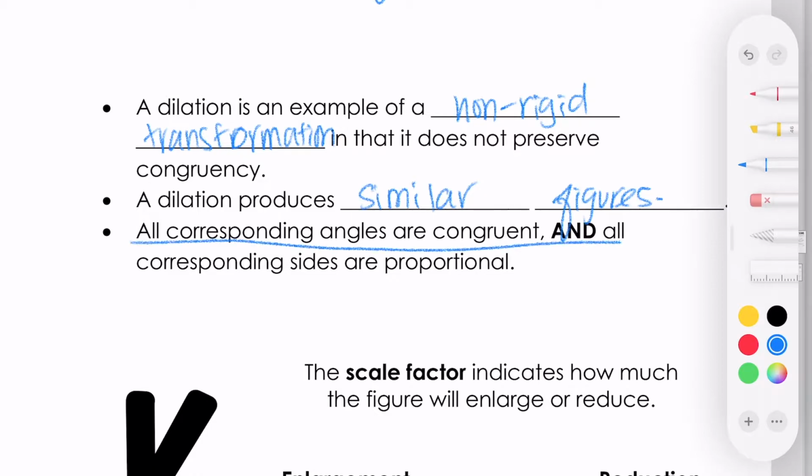This means what's going to happen when you have non-rigid transformations. This is huge. Your dilations will give you proportionals, so you're going to be working with proportions again. And your angles are still going to stay the same. It's like you've got a small sticky note and a big sticky note. They're both squares still, but one's smaller than the other.